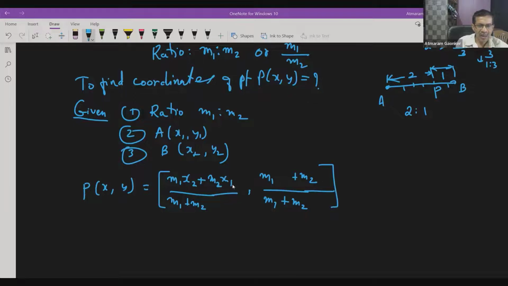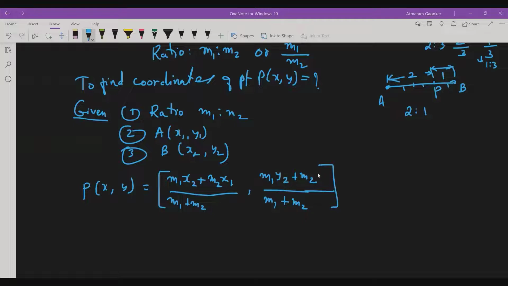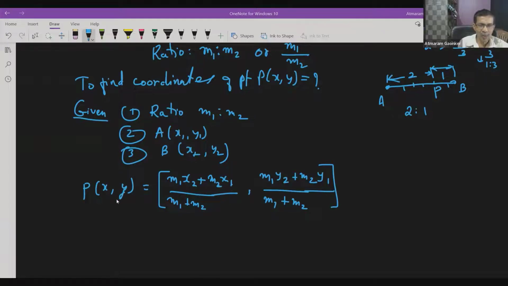So x2 is here, then x1 will be here. Similarly, for y, can you tell me what will go along with m1? y2. And along with m2? y1. Right. So this is the formula and this is how you have to remember.